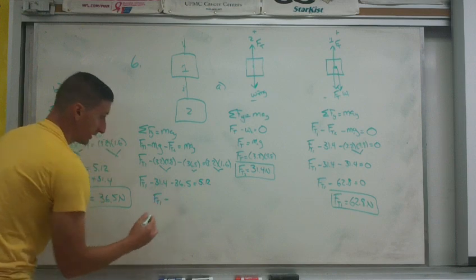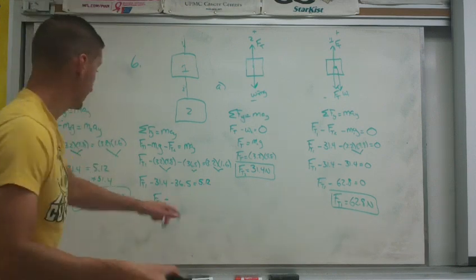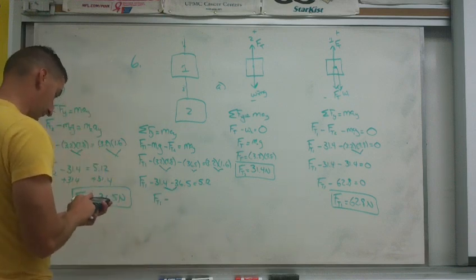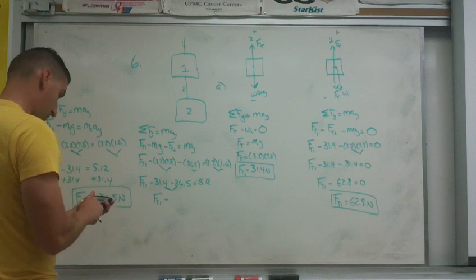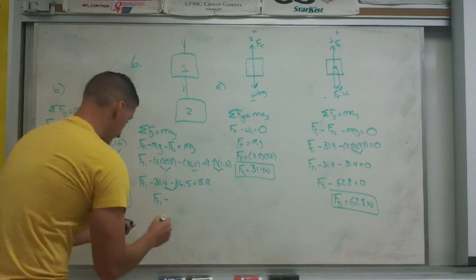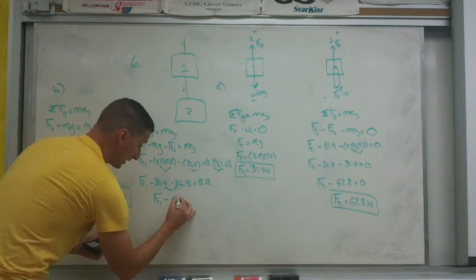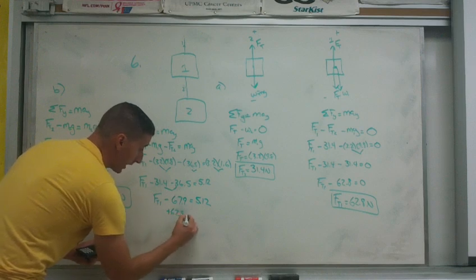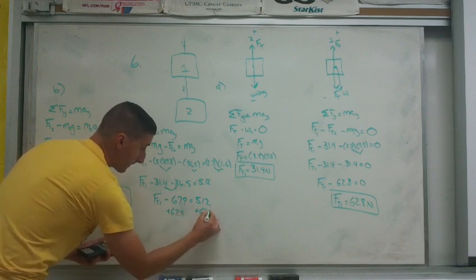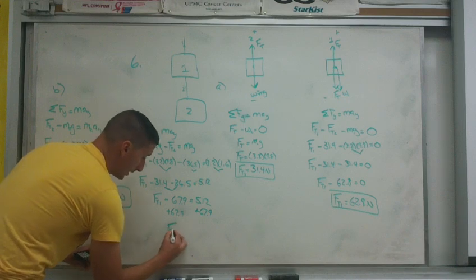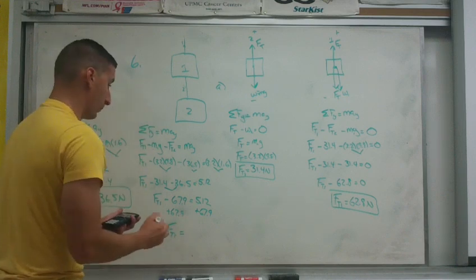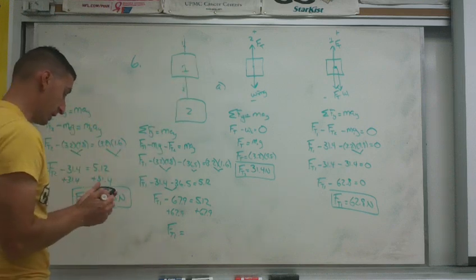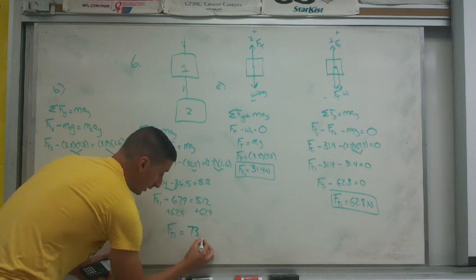Ft1 minus, I simplify here, 31.4 plus 36.5, I get 67.9, equals 5.12. Add 67.9, and I get Ft1, the tension in rope 1, this rope, is equal to 5.12 plus 67.9. I get 73 newtons.